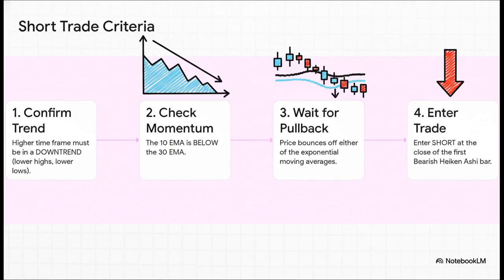And for a short or a sell trade, you just flip everything on its head. Confirm the big trend is down. Make sure the 10 EMA is below the 30. Wait for price to pull back up to them, and then you enter short at the close of that first bearish Heiken Ashi bar. See? It's a nice mechanical system.